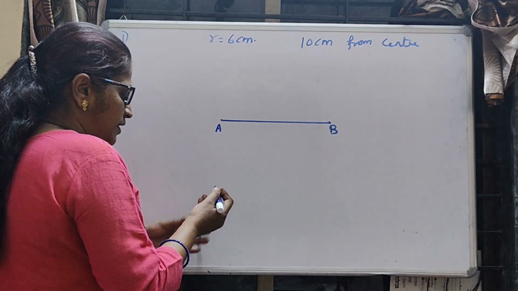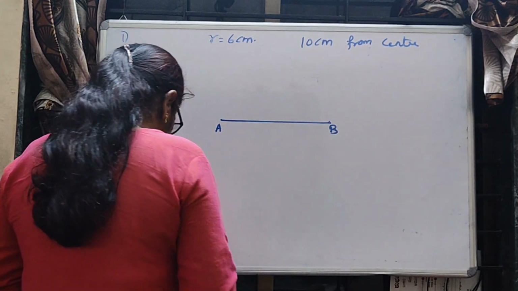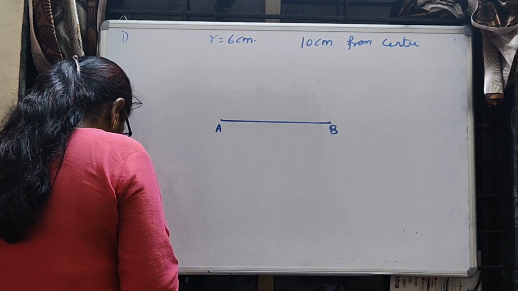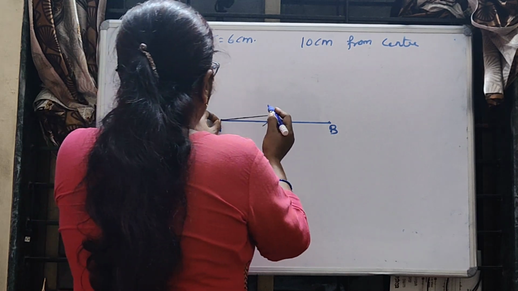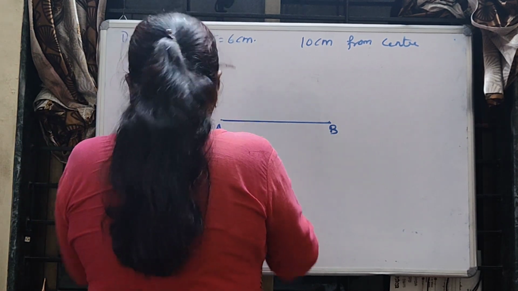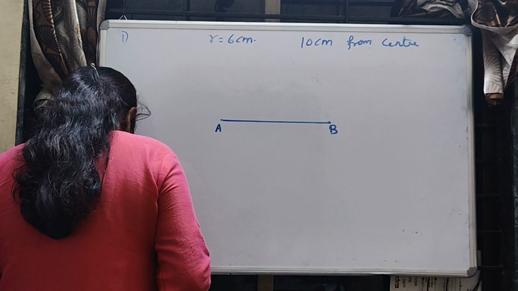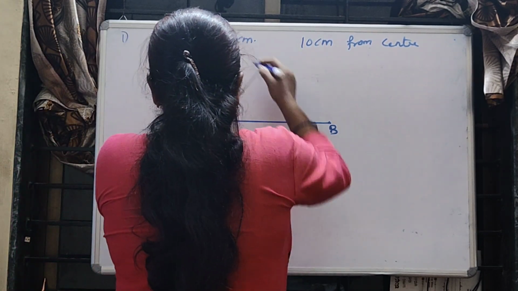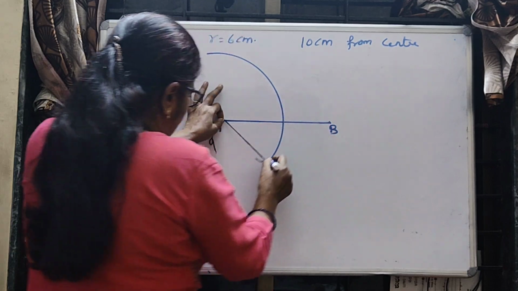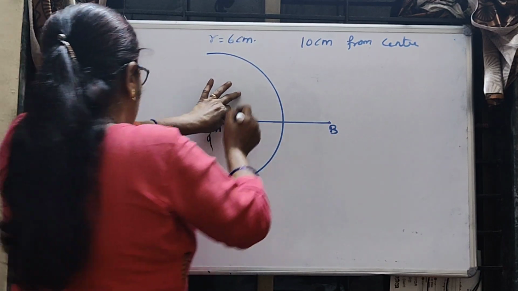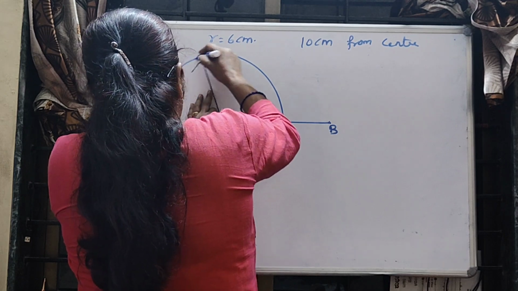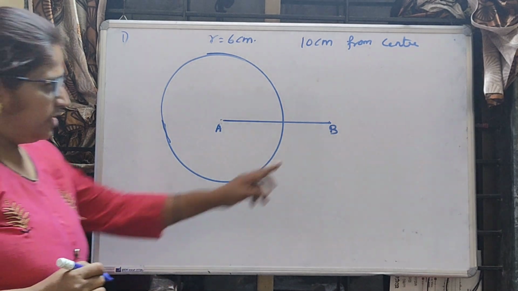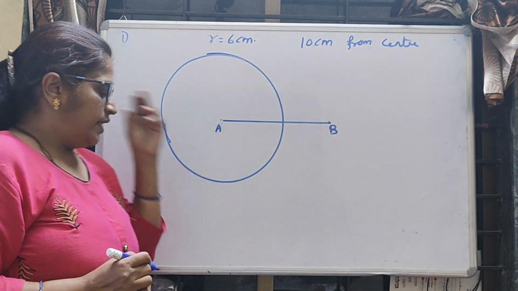Now I have to take the 6 centimeters radius. I am taking the 6 centimeters measurement, holding it exactly and drawing the circle. You can draw it like this. The 6 centimeter circle is drawn now. From this point we need to draw the tangents.